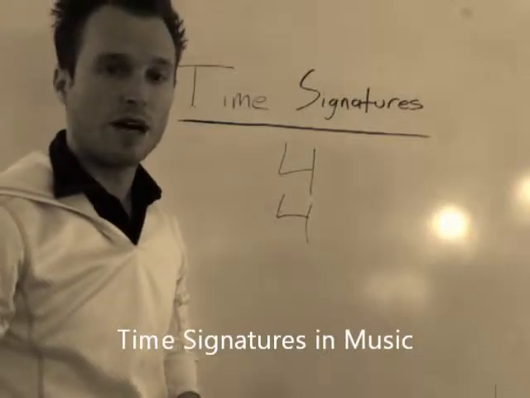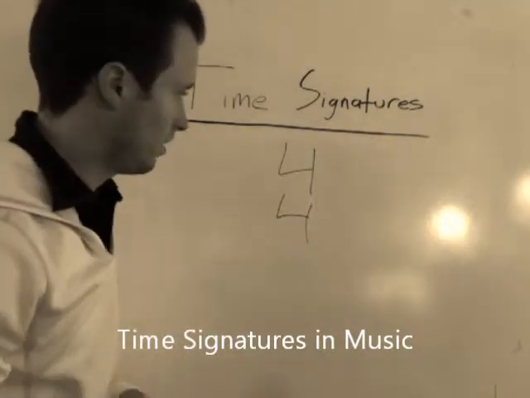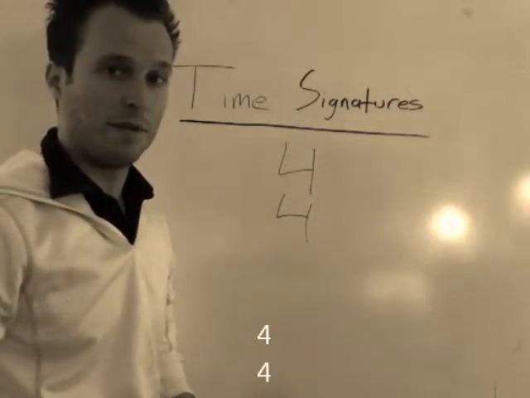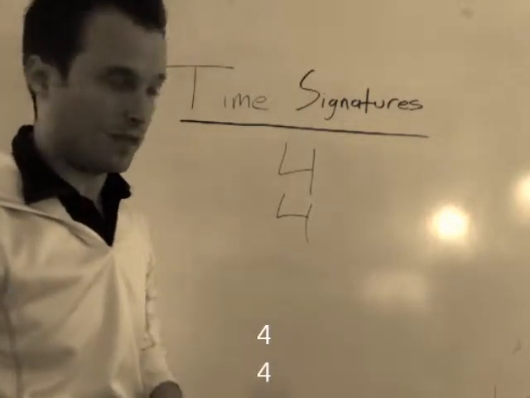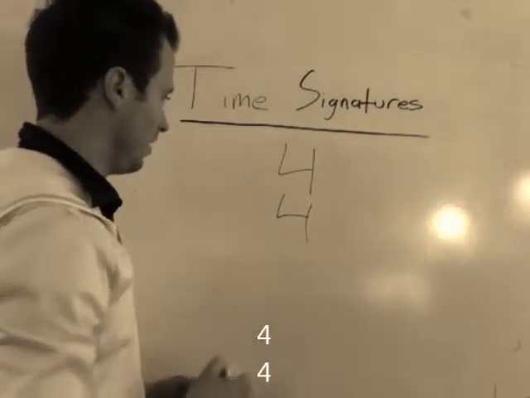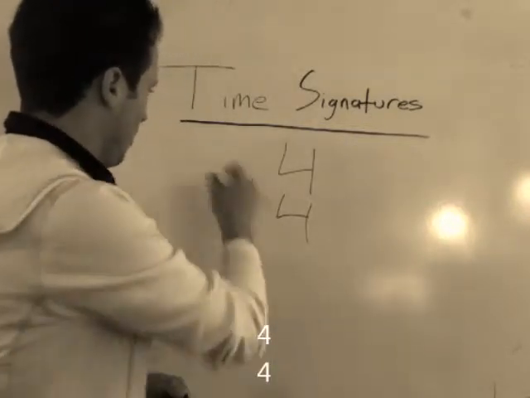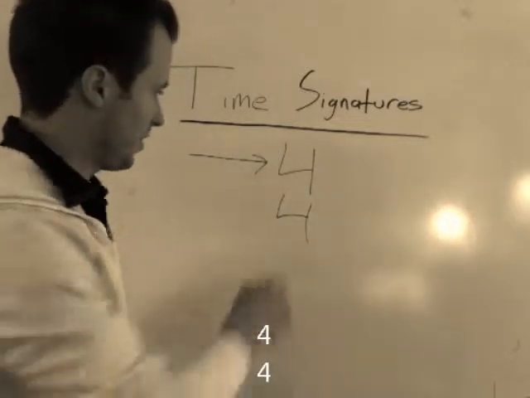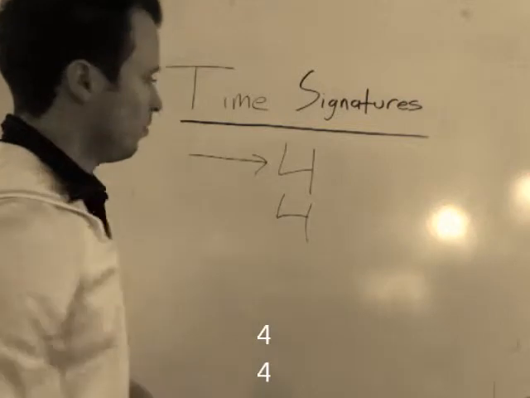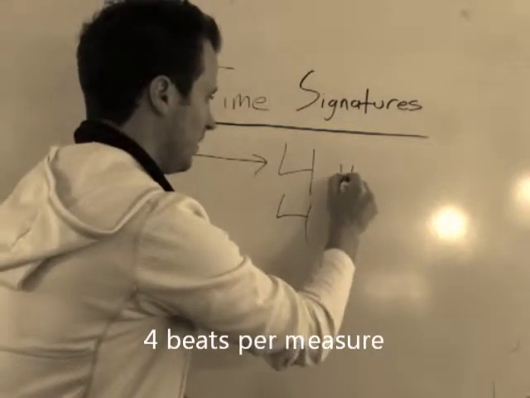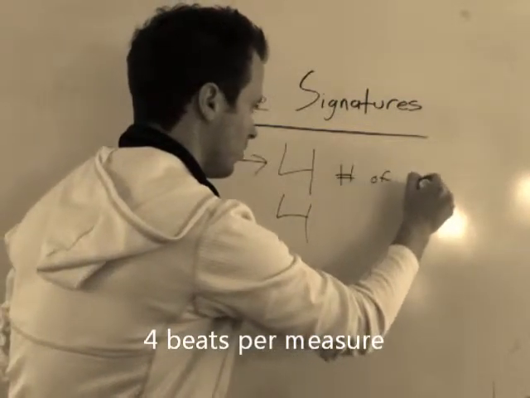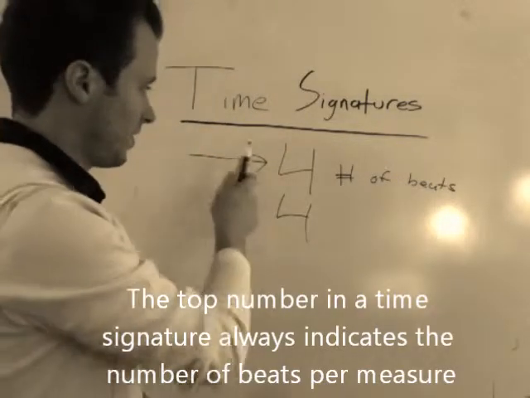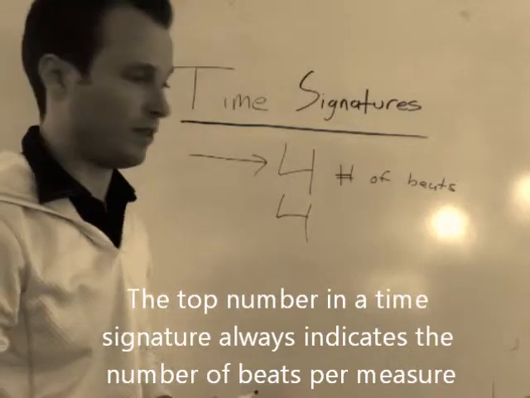Today I'm going to talk about time signatures in music. Now, if we have a 4/4 time signature, which is the most common across the board in all types of music, what this is going to mean is that we will have 4 beats that will occur in each measure. So the top number here will indicate the number of beats per measure. So we will have exactly 4 counts that will occur in the measure.